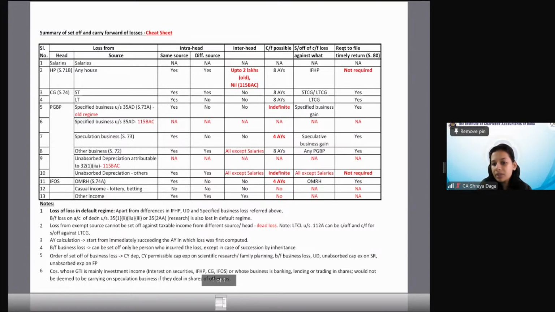Owning and maintaining race horses. OMRH means owning and maintaining race horses.